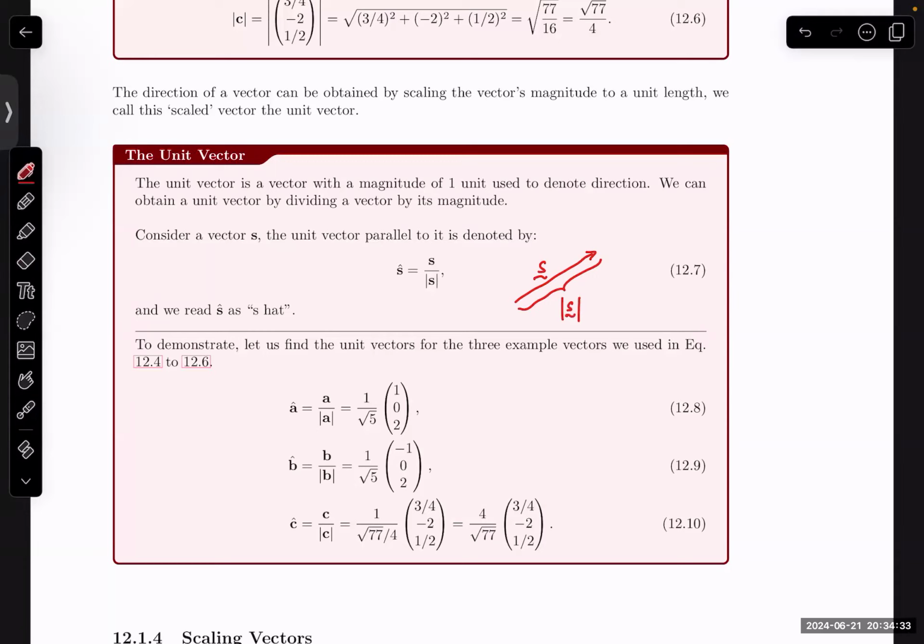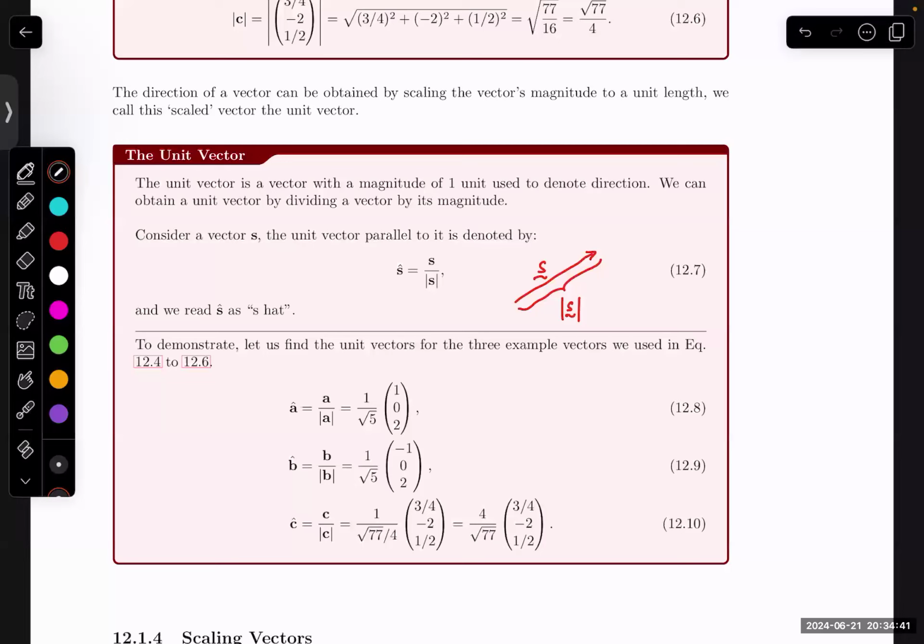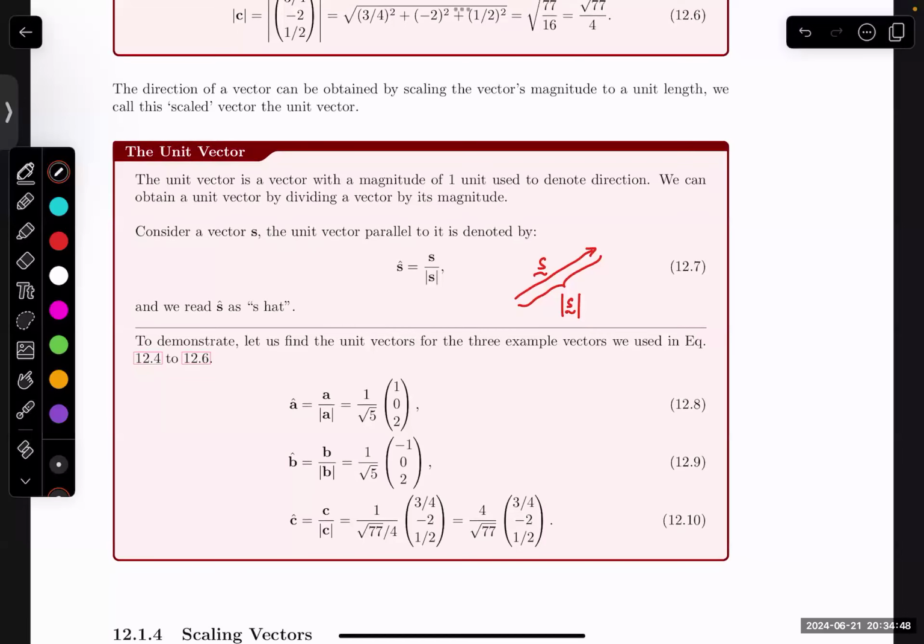If I want to describe this vector's direction, I just scale the vector. I divide it by the magnitude. This gives us a unit vector that preserves only the direction. This is important because sometimes we only want the direction part of the vector.